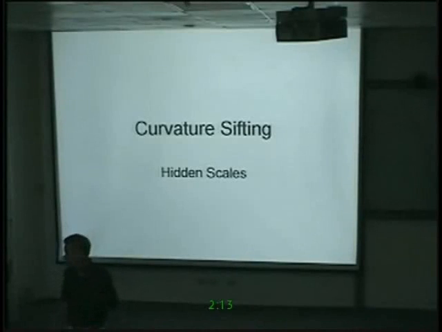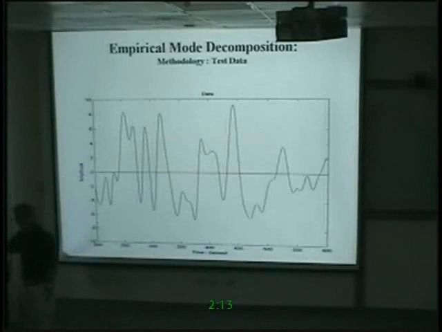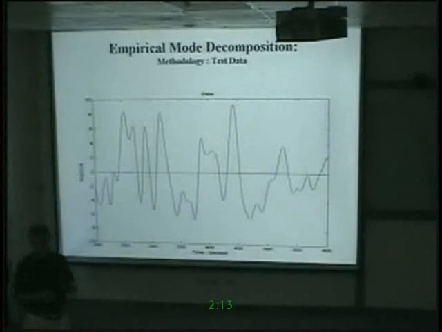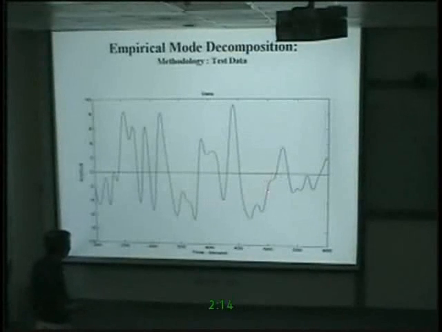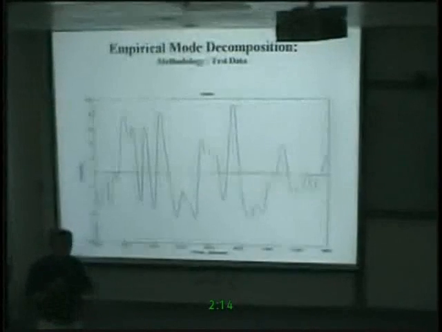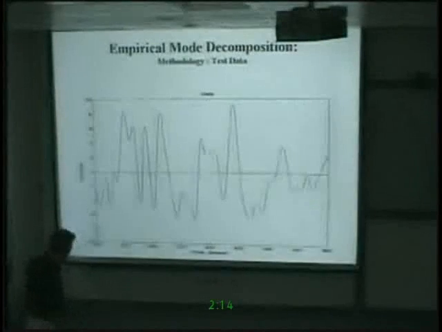Mathematically, what we state is this. Like the data here, is this a scale? Is this a wave? Is that a wave? Luckily, through a number of shifting, we're able to pull this out. But we're never able to pull that out. Is that a scale? We don't know. So we call that hidden scale.